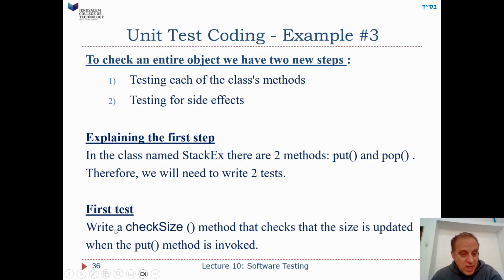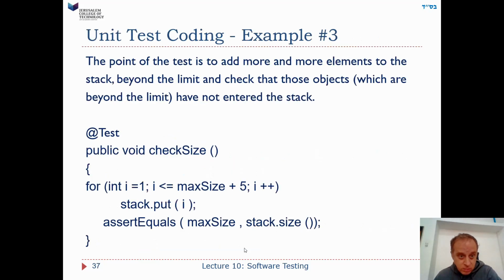Okay, first test. Write a check size method that checks the size is updated when the put method is invoked. In other words, we would hope that when we put a new object into the stack, the size of the stack increases. Not the max size, but the actual size, in the sense of the number of elements in the stack. So the point of the test is to add more and more elements to the stack beyond the limit and check that those objects which are beyond the limit have not entered the stack. I mean, we could have also checked that when we put in 1, it tells us 1, and put in 2, it tells us 2.